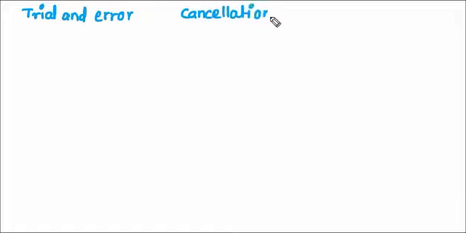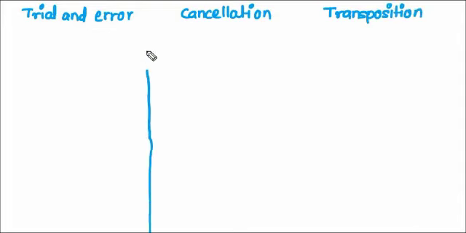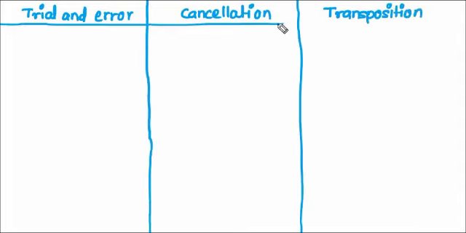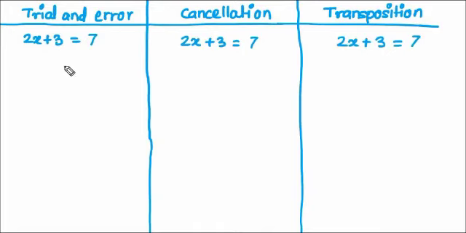Now we talked about three methods when we learned about simple equations. We talked about a method called trial and error. Then we talked about a method called cancellation. And finally, we spoke about transposition. Let's look at each method separately. So let's first look at the trial and error method.